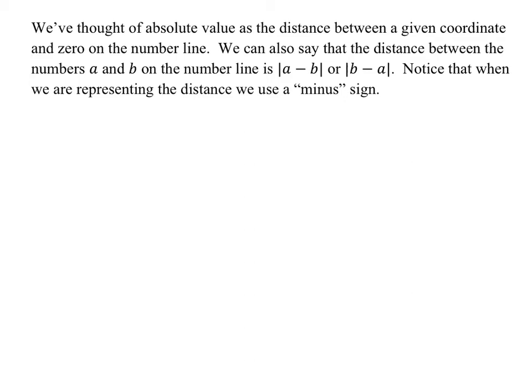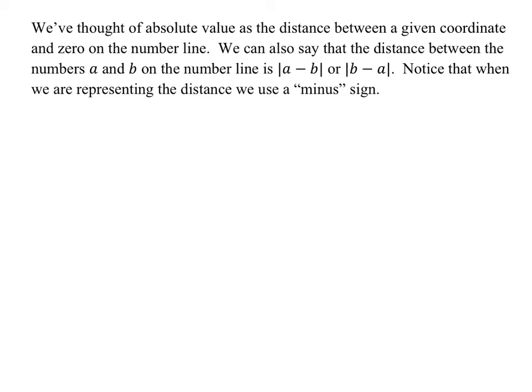Nice and loud, please. We thought of absolute value as the distance between a given coordinate and 0 on the number line. You can also say that the distance between the numbers a and b on the number line is the absolute value of a minus b, or the absolute value of b minus a. Notice that when we are representing the distance, we use a minus sign. So make sense of this for a moment.